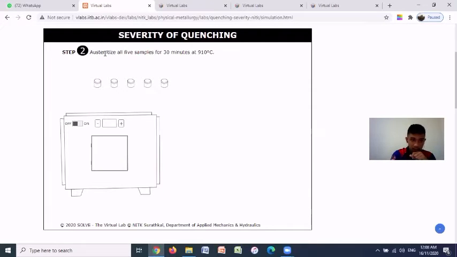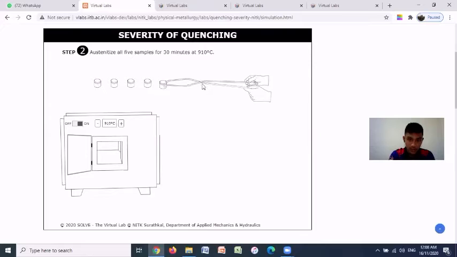Okay, next, austenitize all 5 samples for 30 minutes at 910 degrees Celsius. Okay, first kita onkan dia. Lepas tu kita naikkan dia ke 910. Alright, dan kita buka dia punya furnace. Kita masukkan ini. Guna ni sebab dalam ni panas. So kita masukkan 5 sampel tadi.